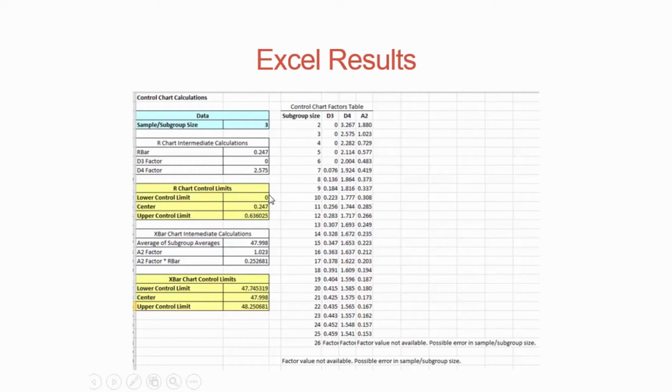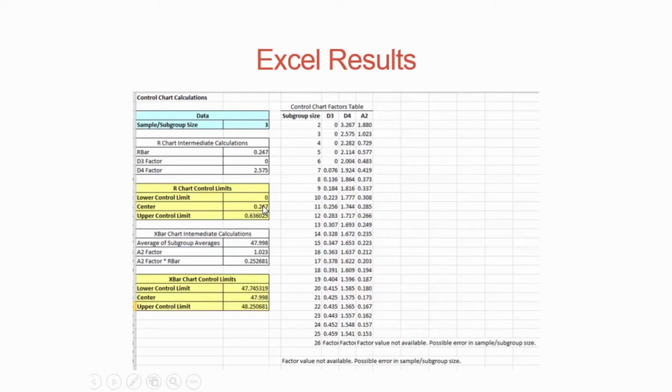And it gives us, for the R chart, the center line, 0.247. It gives us the lower control limit and the upper control limit, and this is based on our formula. Notice down here we're using those values. 1.023 is this A2 factor, and here are the other two factors that we're using in that intermediate calculation. And so here are the limits that we've come up with. 0.636 is the upper control limit, and 0 is the lower control limit because D3 was equal to 0. So that gives us a value of 0 for the lower control limit.